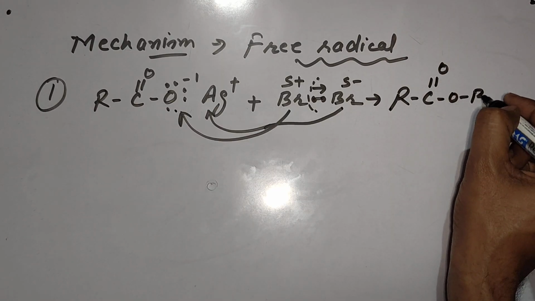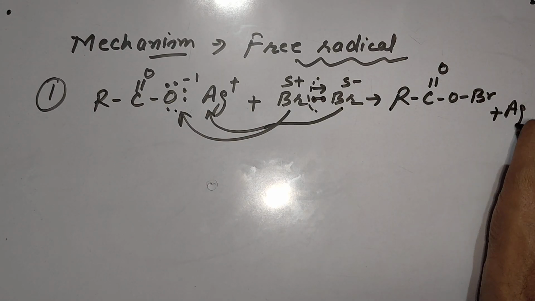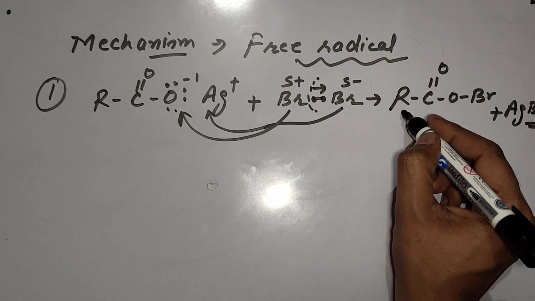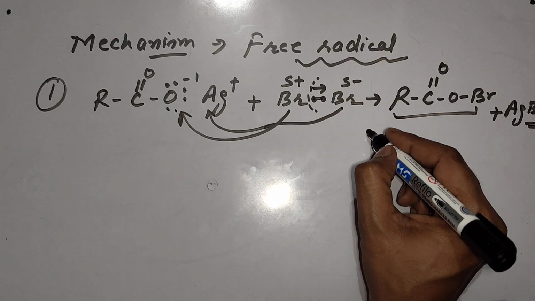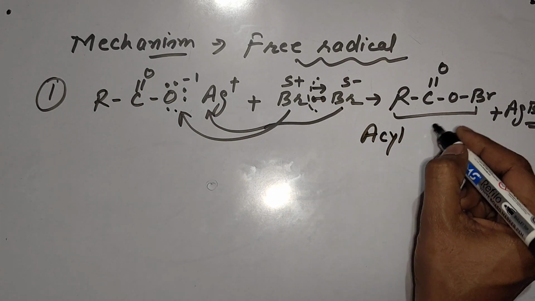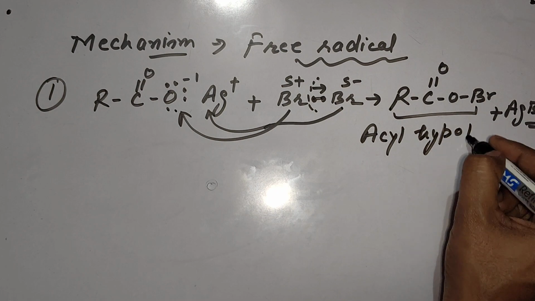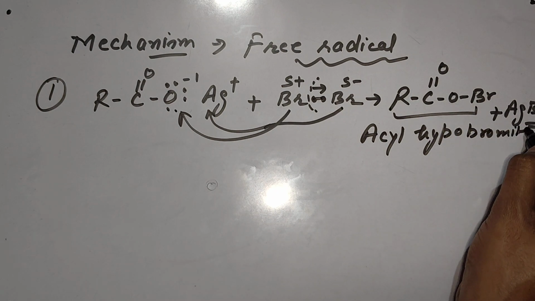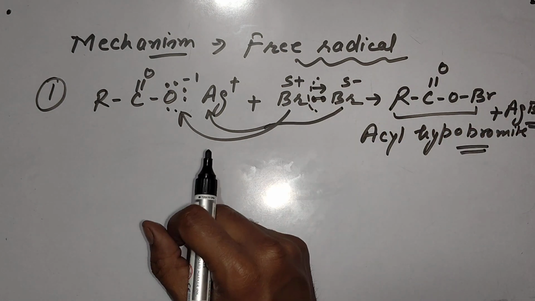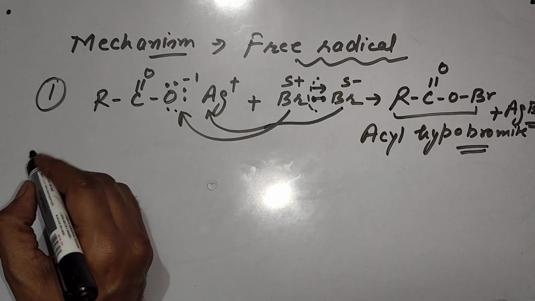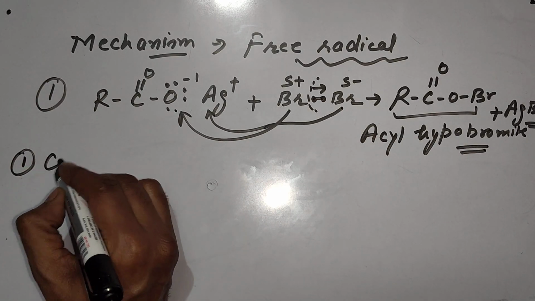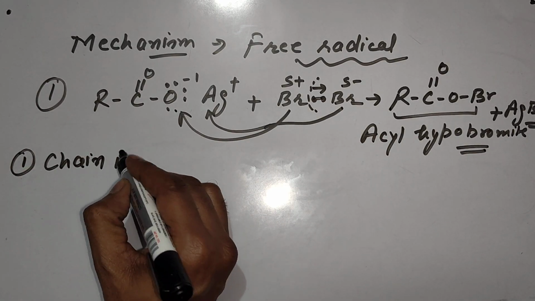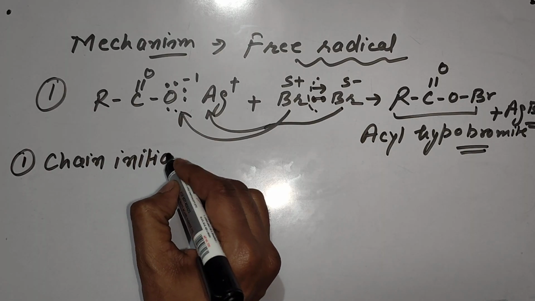RCOOBr plus AgBr. Now this is an intermediate, acyl hypobromite. This is an intermediate we have. Now from this intermediate, chain initiation will start. Chain initiation step.